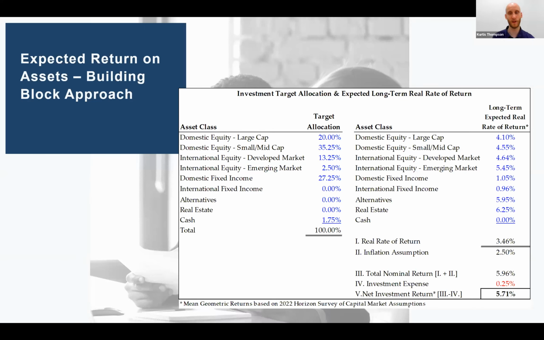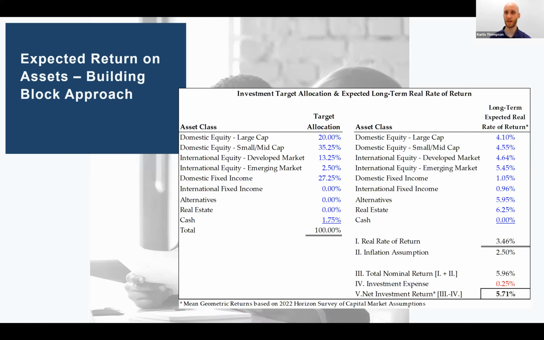One thing that I want to point out right from the beginning, so we say here expected return on assets, and then it says building block approach. And so some people who have some background in investments, you might look here all the way to the right. We have our expected long-term rate of return for all kinds of different assets, and you might say that seems really low, like those numbers don't seem high enough.